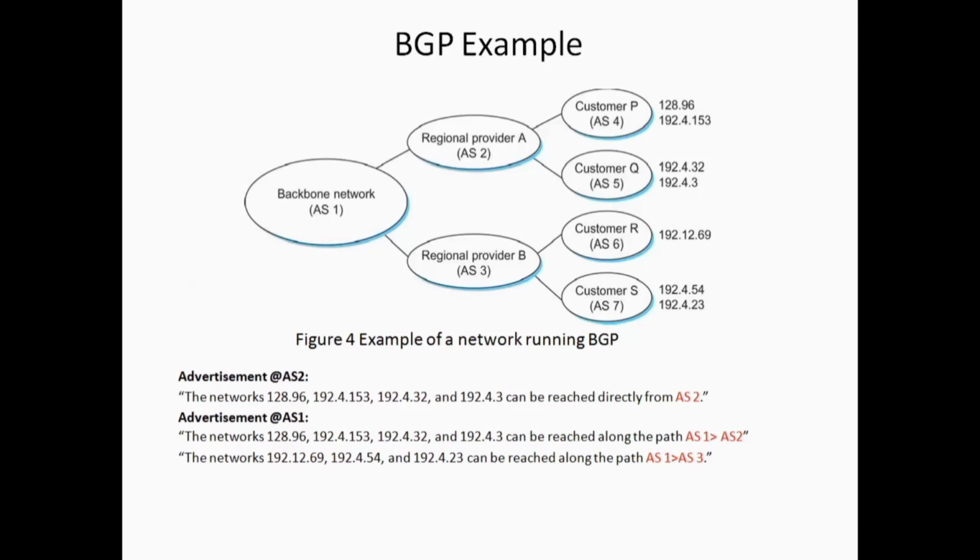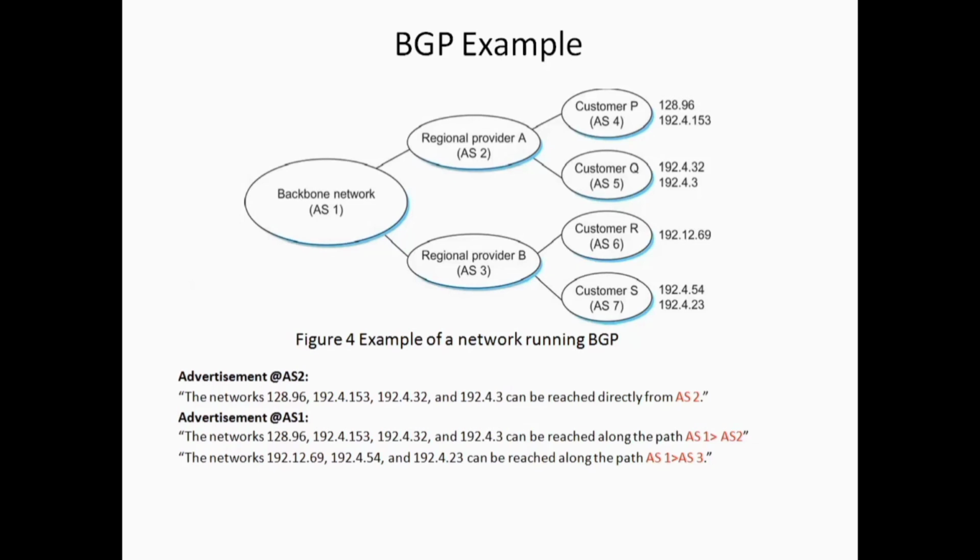The backbone network, on receiving this advertisement, can advertise that the networks 128.96, 192.4.153, 192.4.32, and 192.4.3 can be reached along the path AS1, AS2.